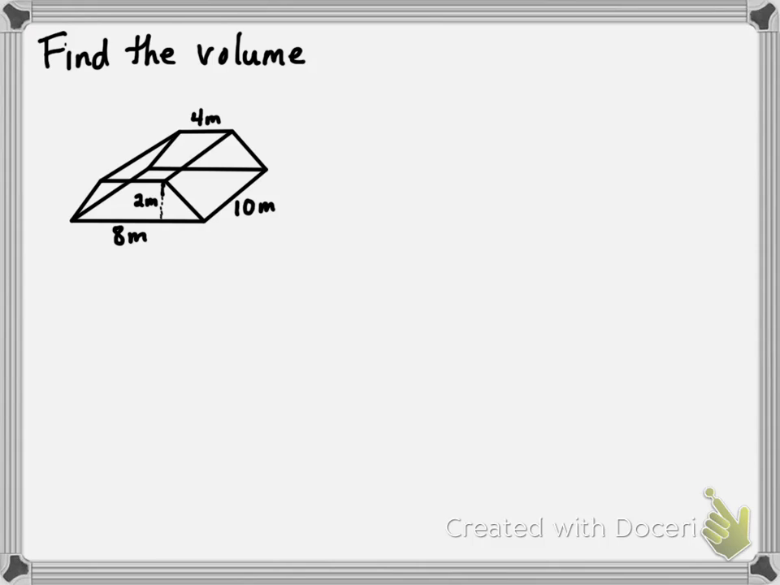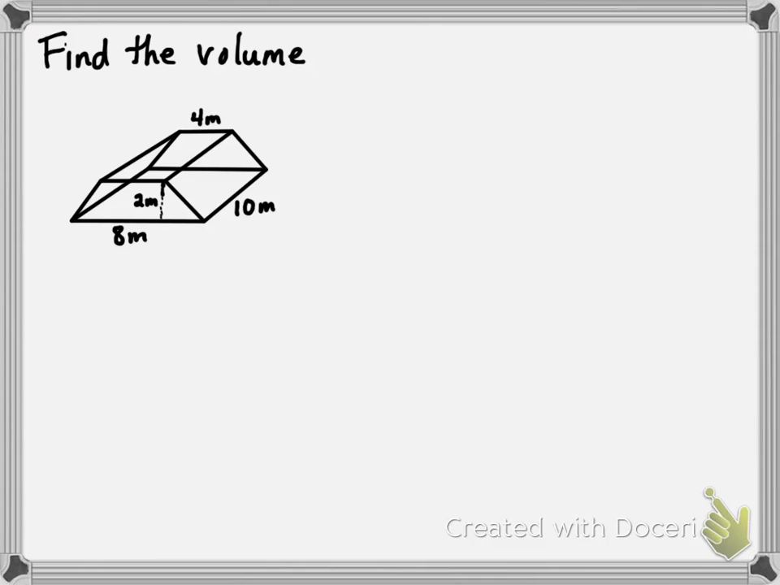Alright, so we have this prism. This length here is 4 meters. The length across the bottom is 8 meters. The length going this way is 10 meters. And this distance right here is 2 meters. So you're trying to find the volume of this prism. Alright, and we'll give you a second and then we'll look at it together.